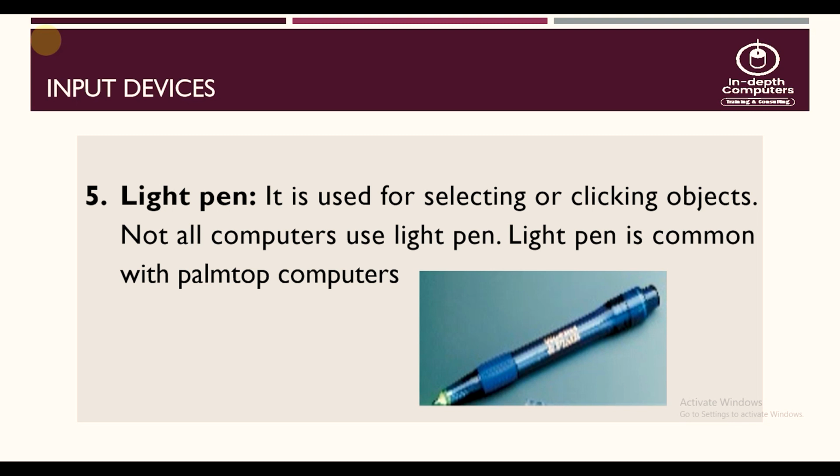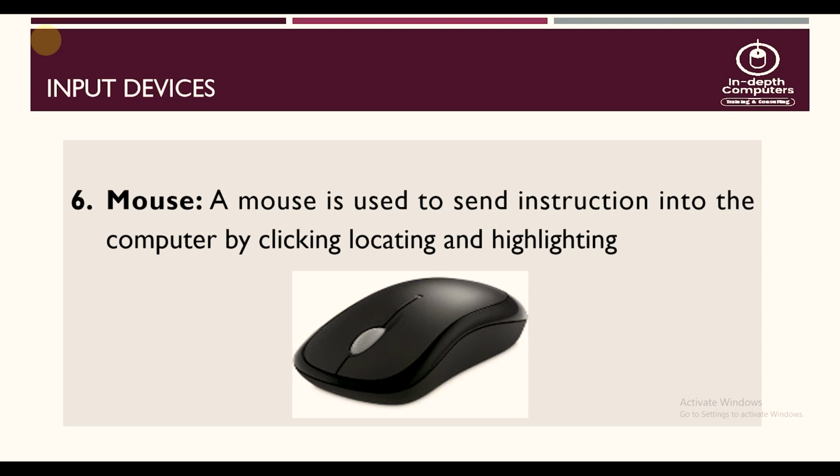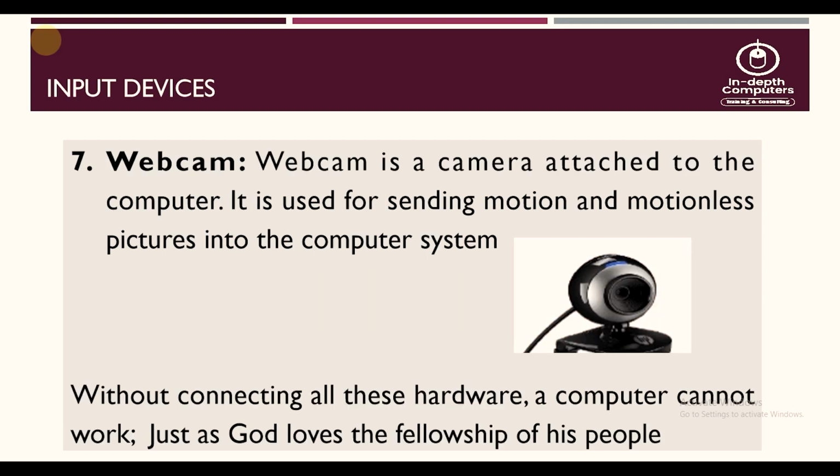I already said that the mouse is used to send instructions by clicking or highlighting or locating whatever thing you want on the computer system, and that is majorly an input device. And then the webcam also. The webcam is a camera attached to the computer screen. So my computer right now has a camera. That is the camera that I am actually using to train you on. So my computer system is recording my face, while the microphone is recording my voice. All of this is going into the computer system.